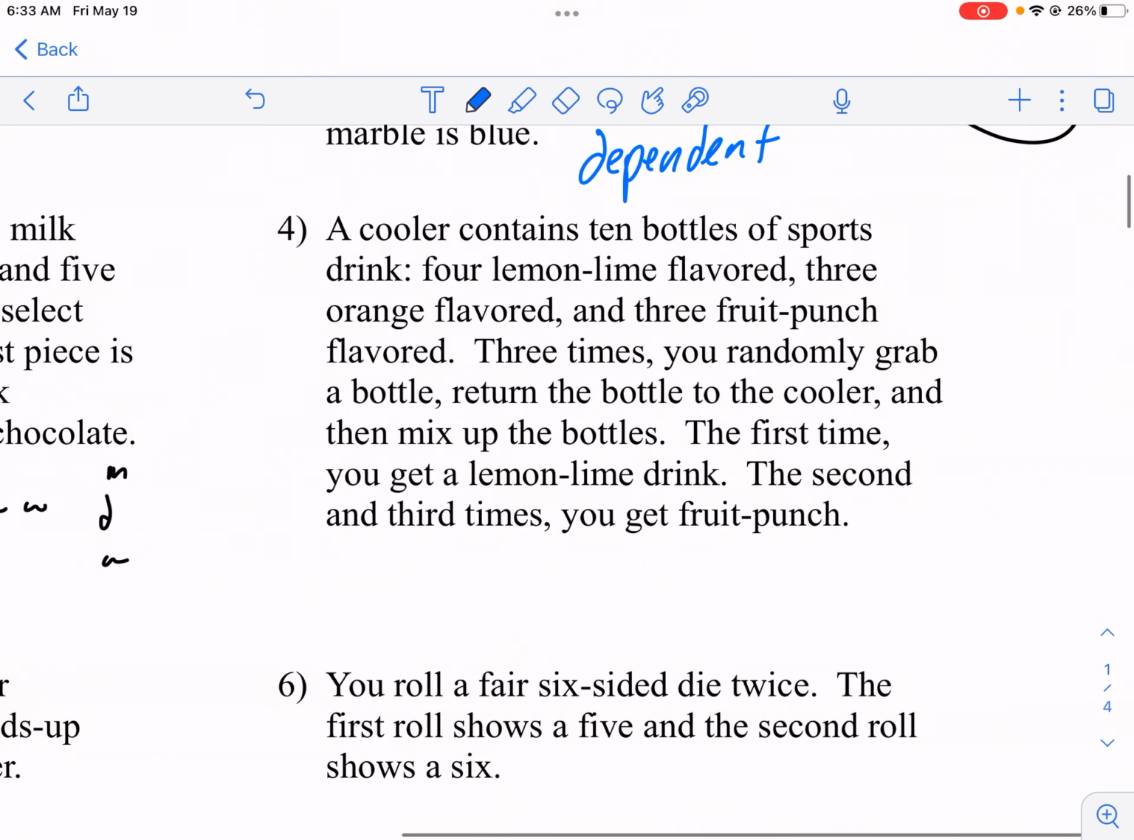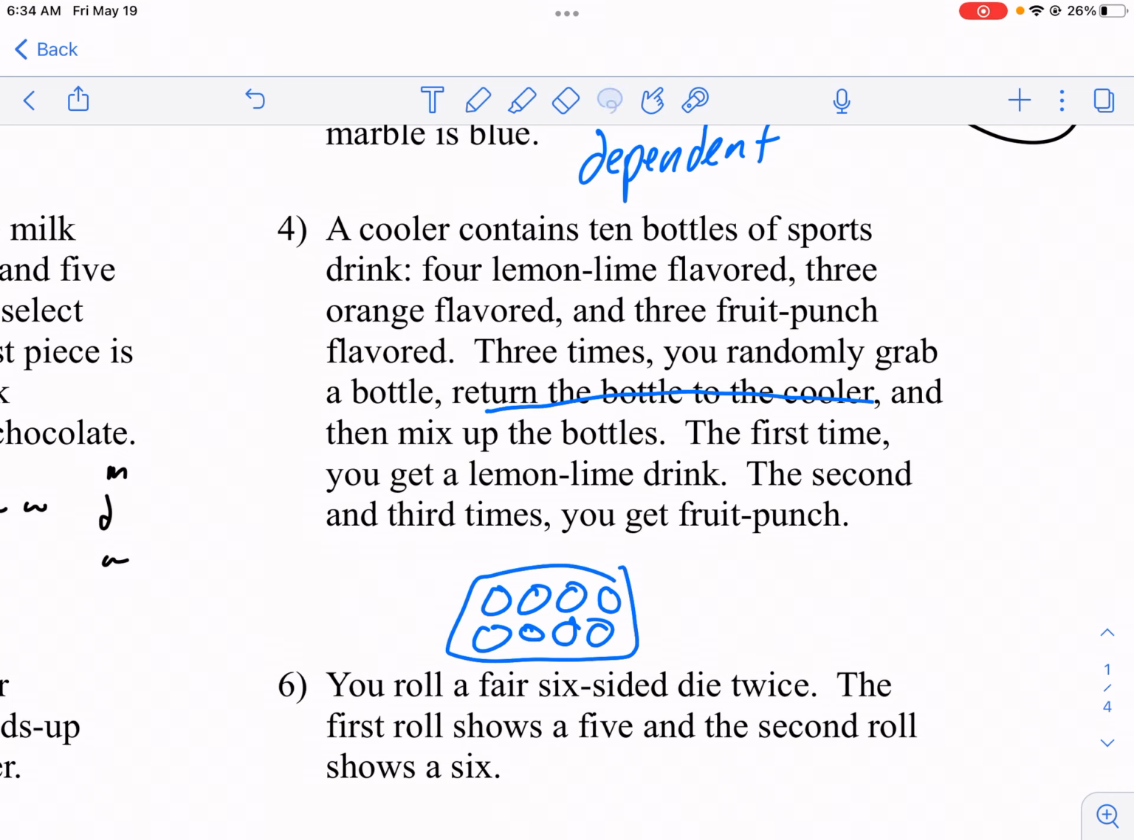Let's take a look at this last example. This is a good one because it talks about how it changes. A cooler contains 10 bottles of sports drink, 4 lemon, 3 orange, 3 fruit punch. 3 times you randomly grab a bottle, return the bottle to the cooler, and then mix up the bottles. The first time you get a lemon-lime drink. So I'm guessing you're not even drinking, you just want to see what you get. So if we have all these bottles in there, I'm not going to draw the letters this time, but we have all these different flavors.